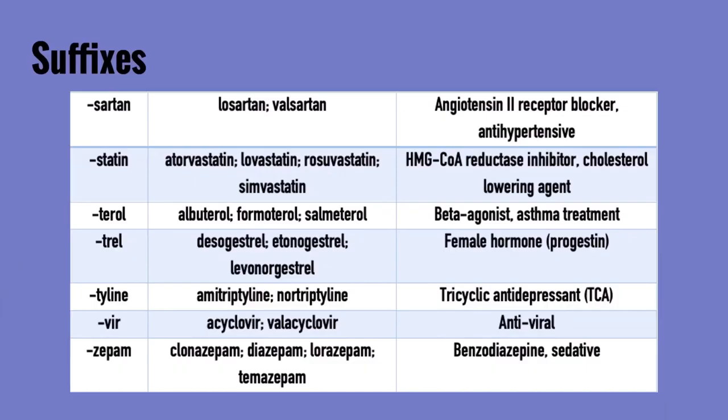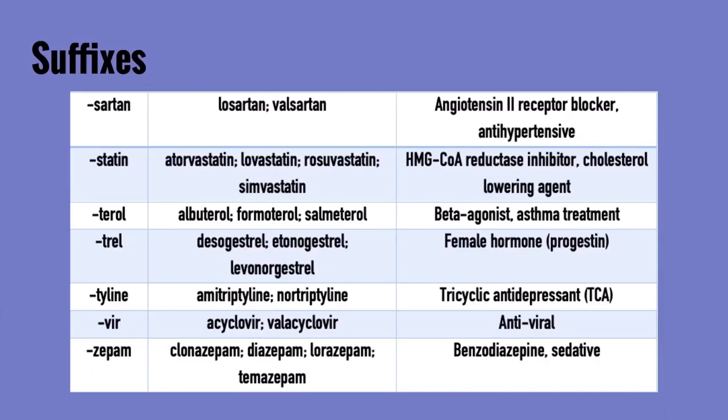They lower blood pressure. Statins, so atorvastatin, lovastatin, rosuvastatin, and simvastatin are HMG-CoA reductase inhibitors. They are cholesterol-lowering agents, and they are actually commonly called statins as a class. So all of the medications in this class are going to end in statin.